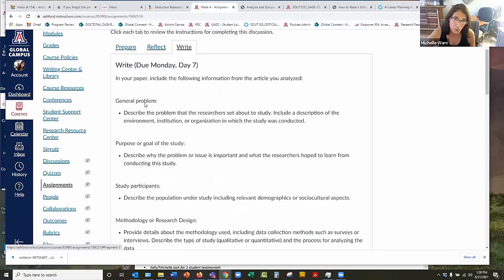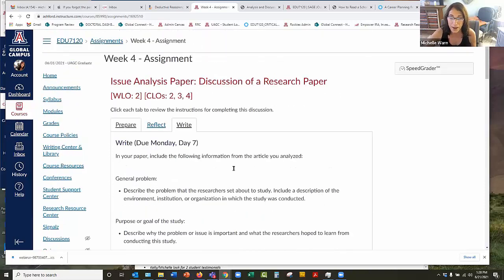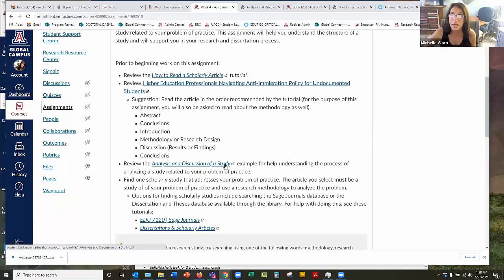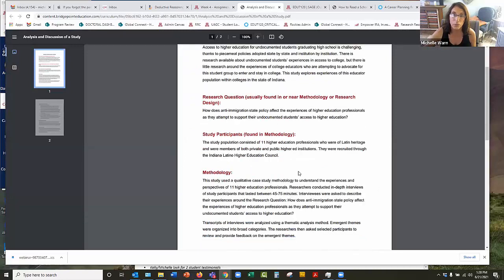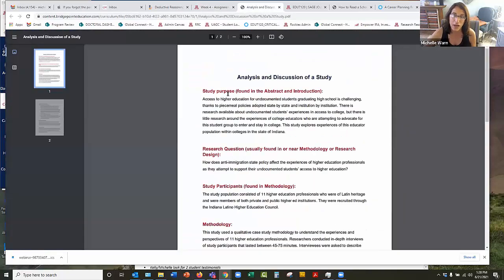You're going to talk about the general problem, the goal or purpose of the study, who the participants are, what the methodology is, and what the findings are. And again, go back to the prepare and look at this analysis and discussion of a study. This is kind of what we're looking for in your paper when you write it up, okay? All right. Except in APA format. So you're not going to have red headers, please. You're going to do it all in APA format, okay?